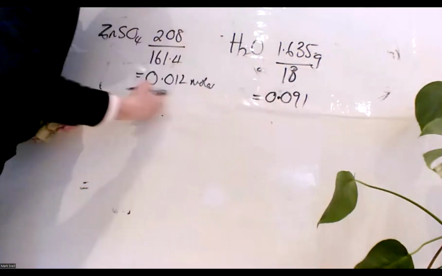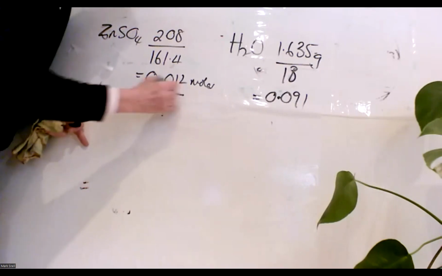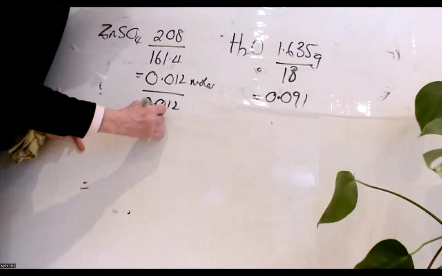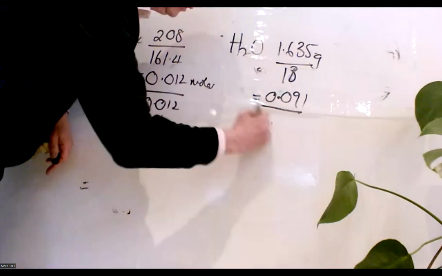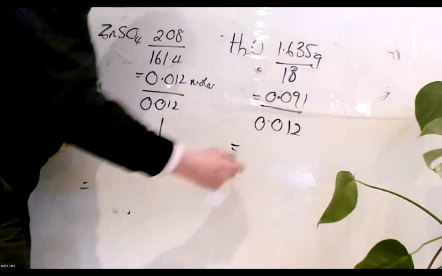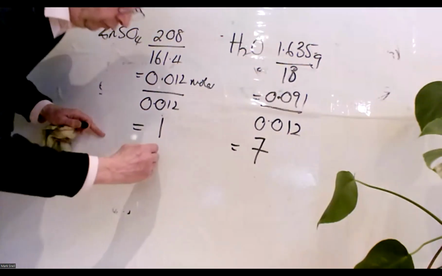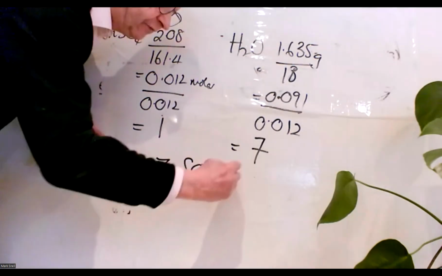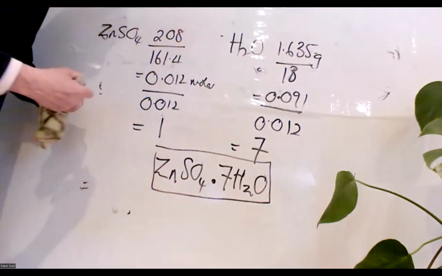So then I look at these two and I divide them both by the smallest number. So this is the smaller one. I divide that by itself, that becomes 1. And this one I divide by the same number, the smaller one, 0.012, which comes out as about 7. And therefore it will be ZnSO4.7H2O. That's the answer.